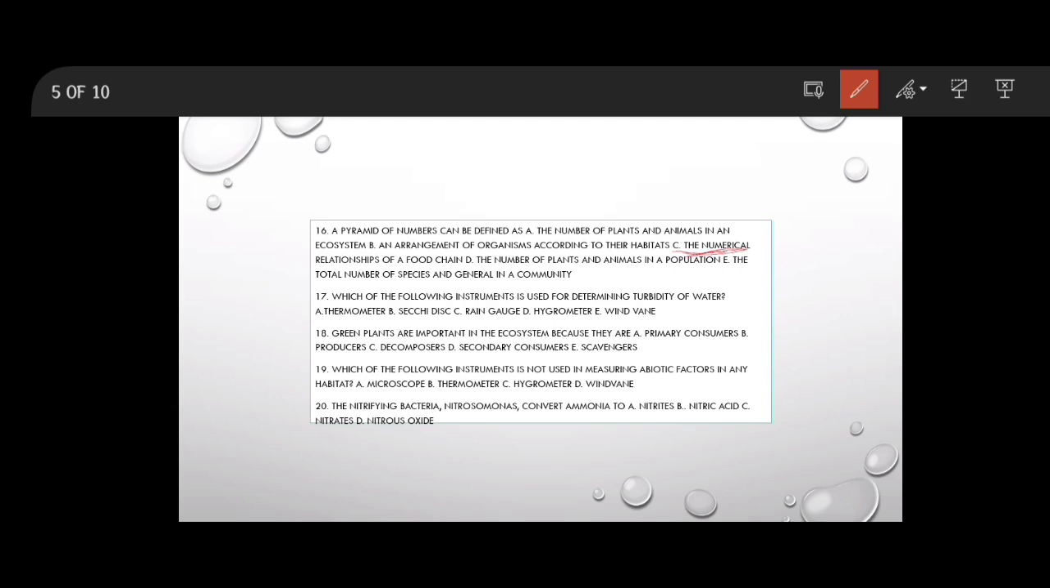Which of the following instruments is used in determining what? Turbidity of water. We have done this before, and that will be what? The Secchi disc. Green plants are important in the ecosystem because they are dash. What are the green plants? They are the producers. Without them, we cannot survive. They are the what? They are the primary producers.